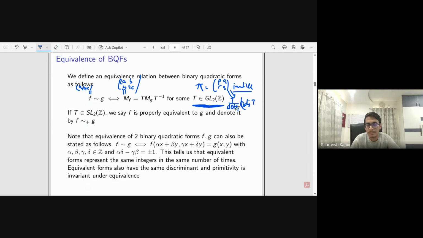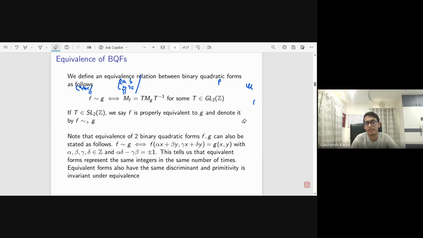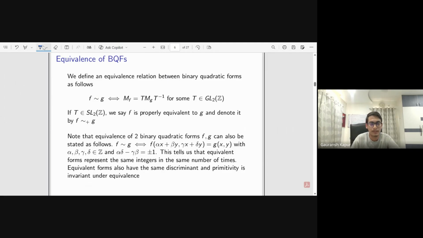And for this to be an integer valued matrix, the determinant of T has to be plus or minus 1. So for something to be in GL2Z, the determinant should be plus or minus 1. And if T is in SL2Z, that is, matrices with determinant 1, then we say F is properly equivalent to G and denote it by F is equivalent-plus to G.